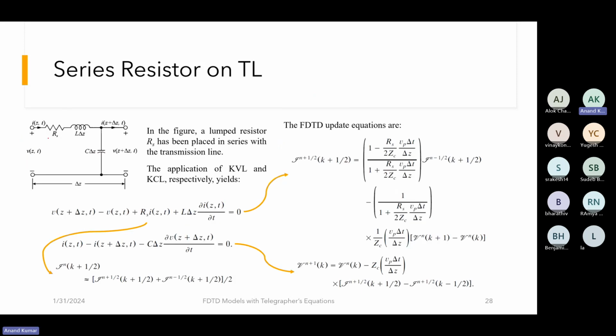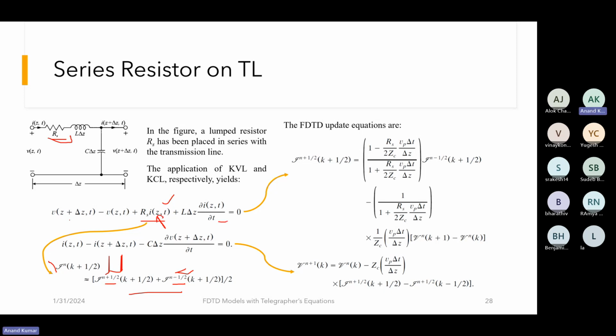And so you can see we have included a series resistor over here, and then we'll perform KVL and KCL. And upon performing KVL, we have potential drop due to this resistor as well, which is included like this. And since we have this current term over here, we need to approximate this current term. So this is how we approximate the current term. We have taken the average value of the current for the two different locations, n plus half and n minus half. And this is how we approximate the current value over here.